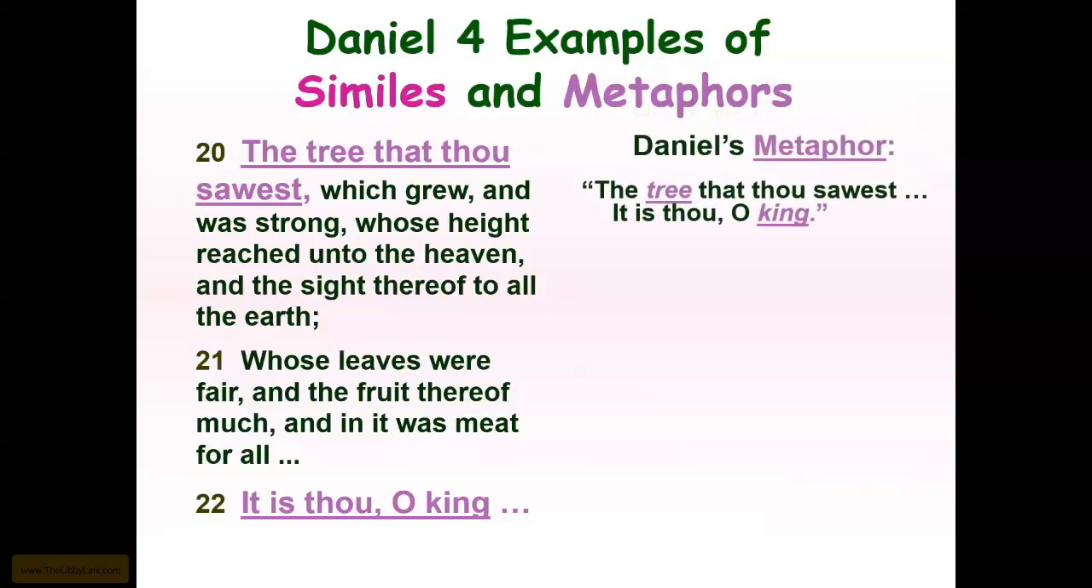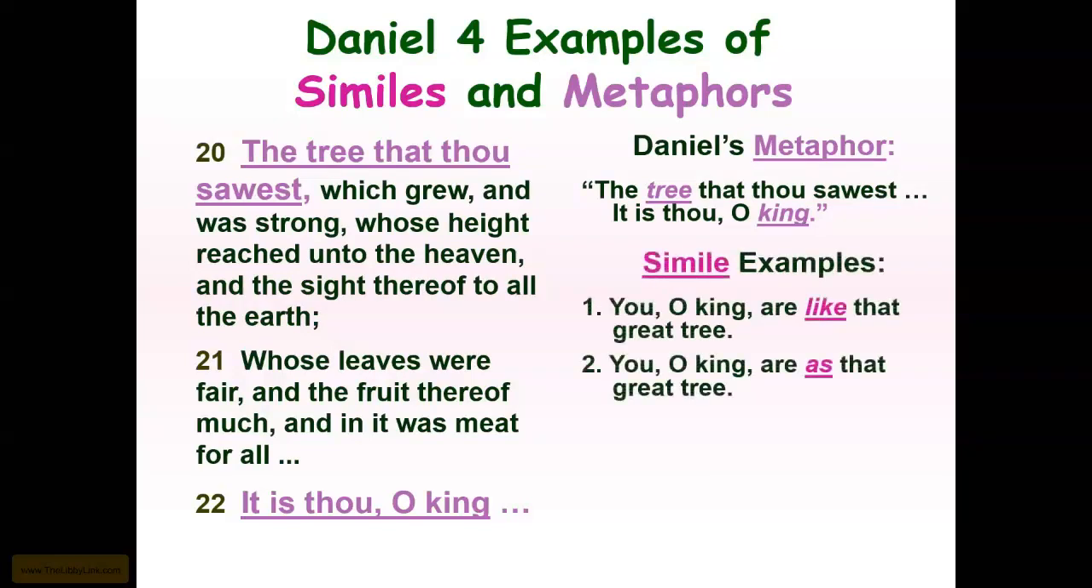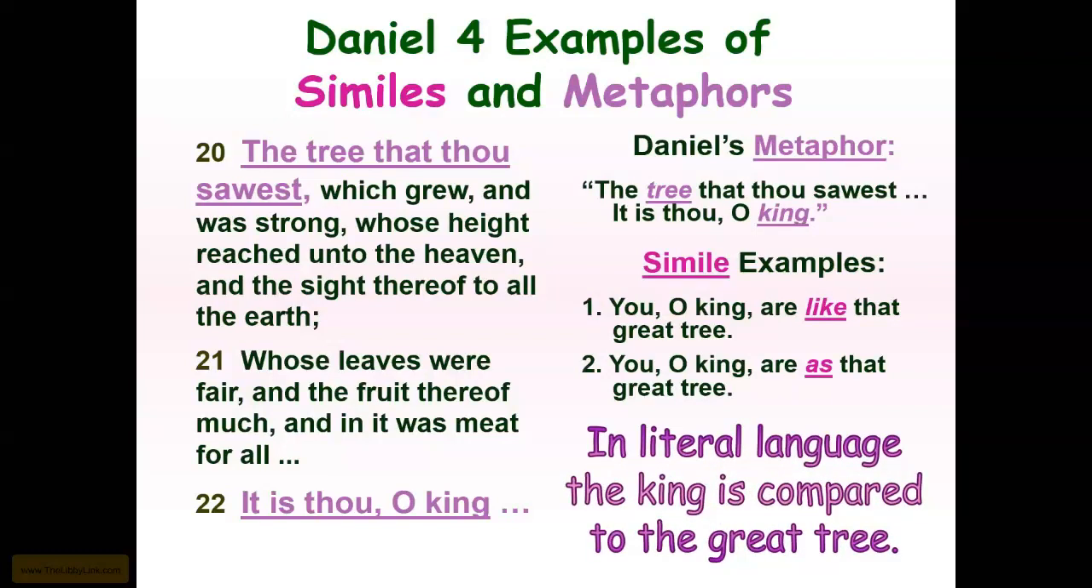So Daniel's using a metaphor when he says, the tree that thou sawest, it is thou, O king. This is a direct application, by the way. Or Daniel could have used similes as well by saying, you, O king, are like that great tree, or you, O king, are as that great tree. What Daniel is doing here is using literal language when he compares the king to the great tree.